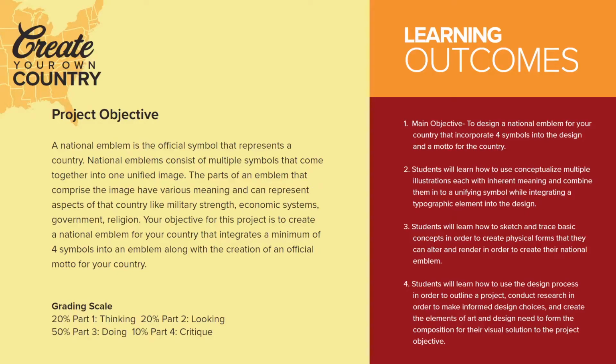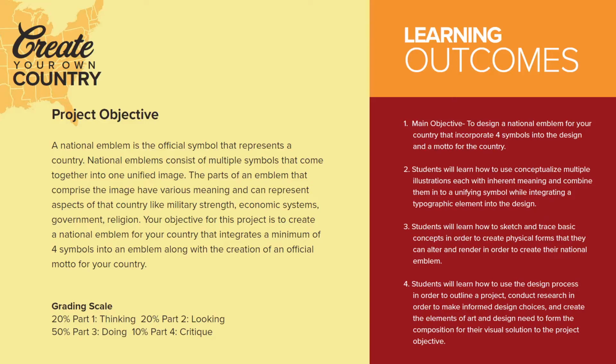So like other projects, this is the creative brief for your project number 3. The overall project objective, you will be creating a national emblem for your country. And a national emblem is the official symbol that represents your country. National emblems consist of multiple symbols that come together into one unified image. The parts of an emblem that comprise the image have various meanings and can represent aspects of that country, things like military strength, economic systems, governments, religions.